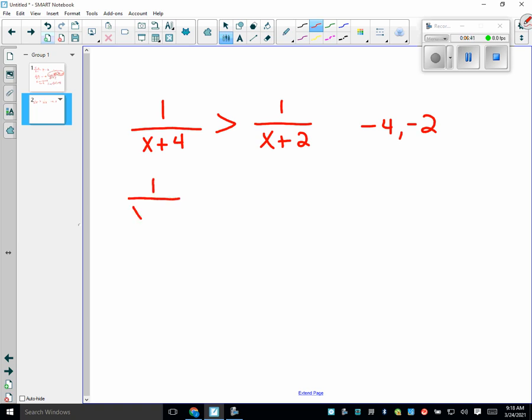Change it to equal and cross multiply. When I cross multiply, my x's are going to subtract out, right? So there's no number that works for that. So my only numbers are negative 2 and negative 4, which is negative infinity to negative 4. And these are all parentheses, aren't they?